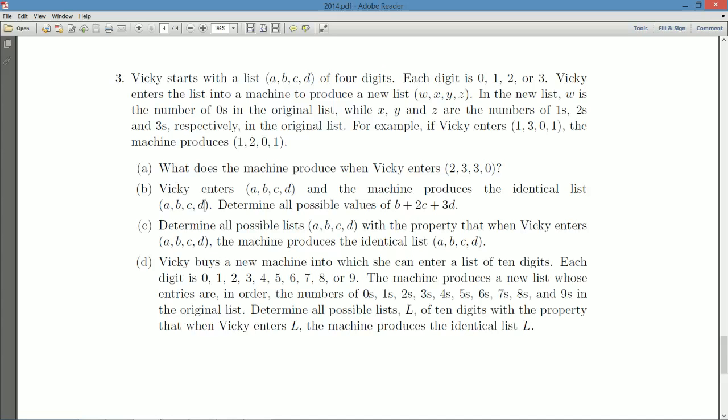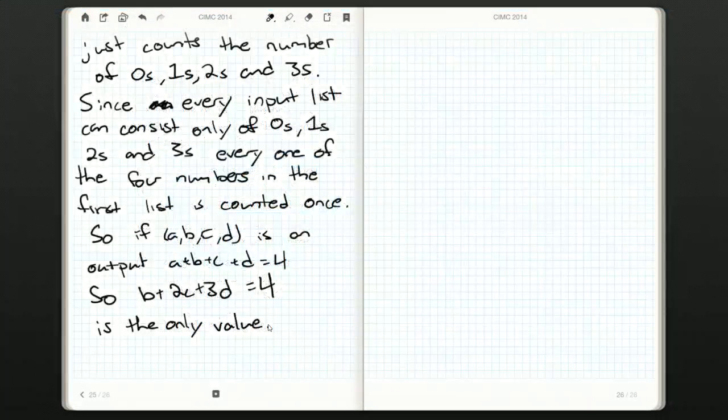Tricky. All right, C part. Determine all possible lists A, B, C, D with the property that when Vicky enters A, B, C, D, the machine produces the identical list A, B, C, D. So we're just looking for all of the A, B, C, Ds that have the property we saw in B. Okay. Well, fortunately, our B plus 2C plus 3D equals 4 will help us. At least I hope. Otherwise, why did they have us do B part?